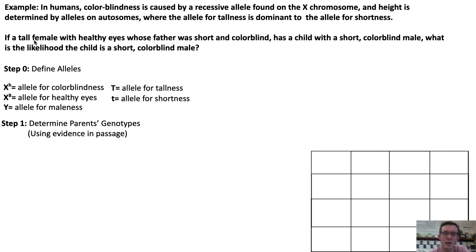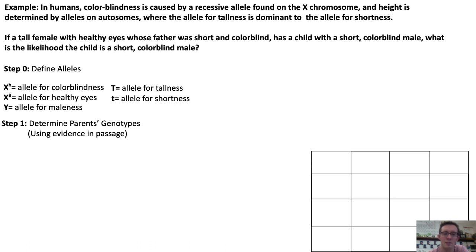So we'll start with the mom here. We're told that the mom is tall and has healthy eyes. So we know that the mom has at least one dominant allele for tallness and at least one dominant allele for healthy eyes. However, what we don't know so far is whether she is homozygous healthy and homozygous tall, or whether she's heterozygous healthy and heterozygous tall, or some combination therein.